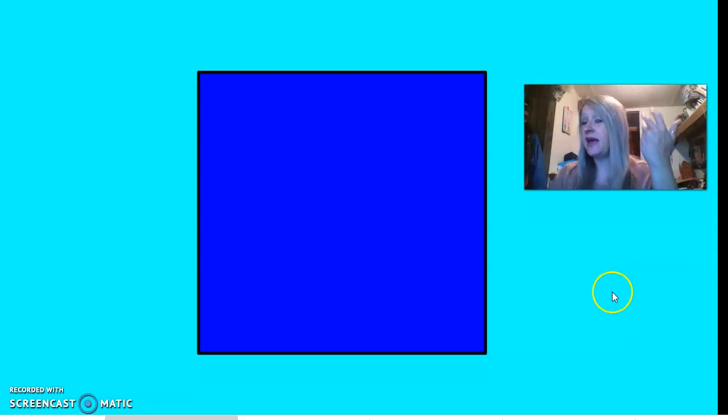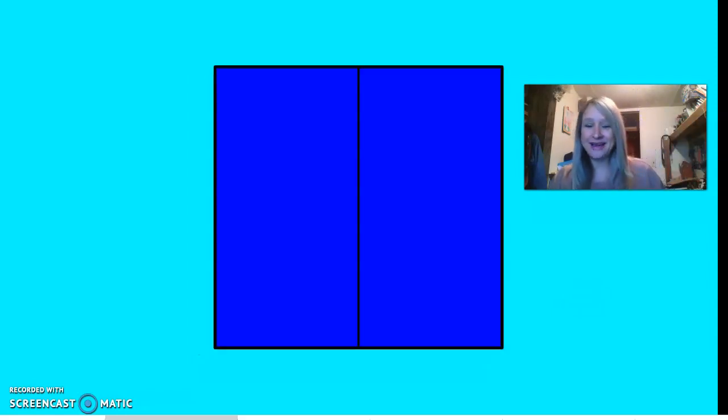This is a square. I am going to partition it into 2 equal parts. Ready? Abracadabra. I did it. There's 2 equal parts. The line, the partition, is between each part. So now I have halves.